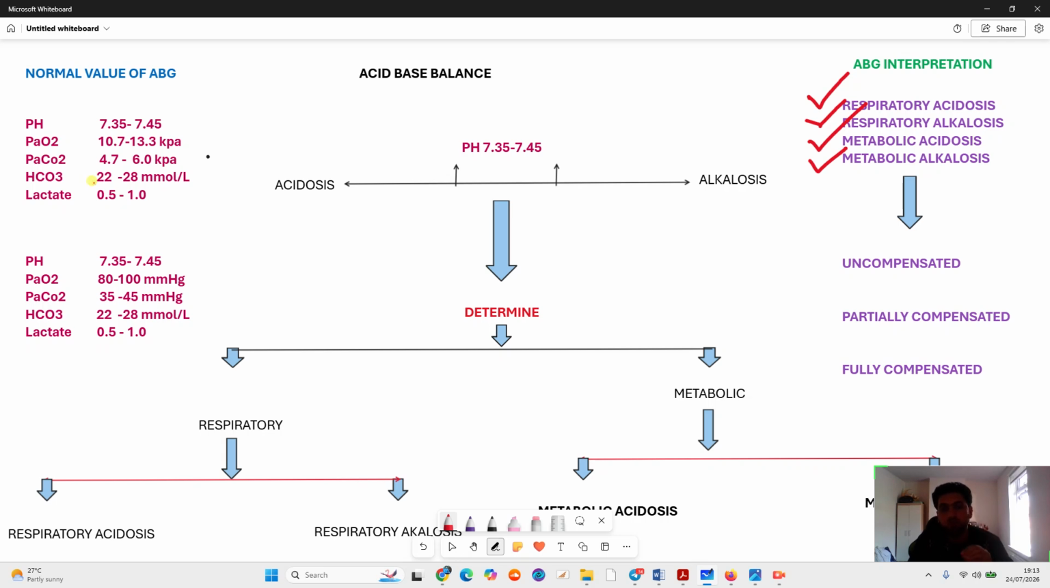Don't panic. By the end of this video, you will completely understand, and when you read these parameters, you will find out which condition it is. I would like to tell you one extra thing here. We have two different systems in our body that control our ABG. The first is the respiratory system and the second is the kidney system. These two systems normally work together and they control our ABG.